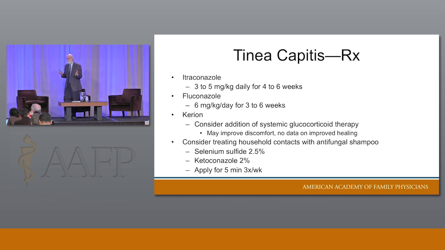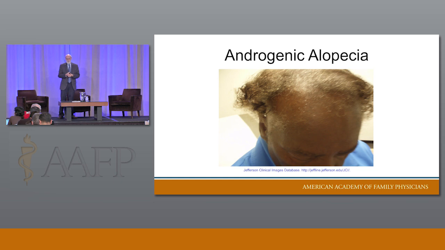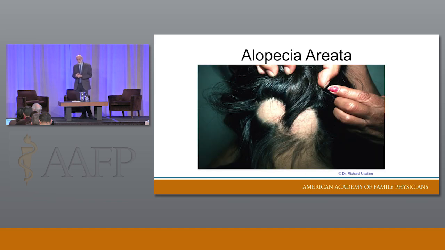Itraconazole, fluconazole. If you have an inflammatory boggy kerion, then adding some systemic steroids may help reduce the inflammatory response. And consider treating household contacts, antifungal shampoos. Traction alopecia. This is a person who braided too vigorously and you're putting traction on the hair and it's falling out. Androgenic alopecia, a male pattern baldness in men or sometimes seen in women.